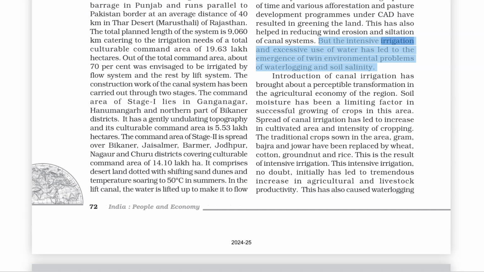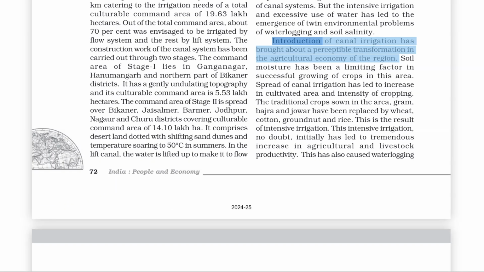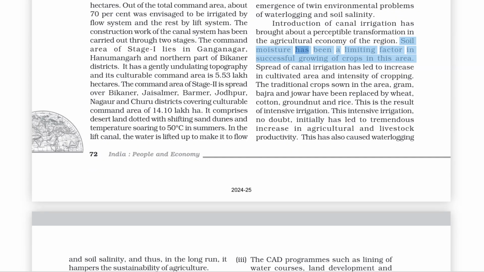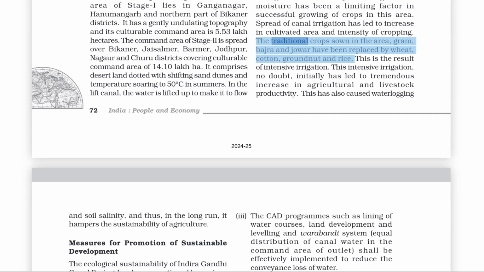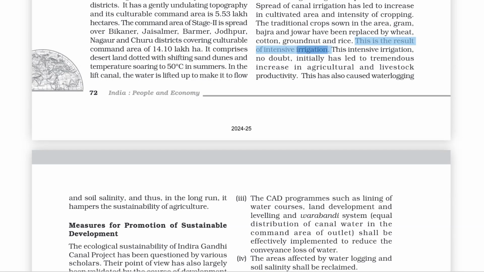But the intensive irrigation and excessive use of water has led to the emergence of twin environmental problems of waterlogging and soil salinity. Introduction of canal irrigation has brought about a perceptible transformation in the agricultural economy of the region. Soil moisture has been a limiting factor in successful growing of crops in this area. Spread of canal irrigation has led to an increase in cultivated area and intensity of cropping. The traditional crops sown in the area, gram, bajra and jowar, have been replaced by wheat, cotton, groundnut and rice. This is the result of intensive irrigation.